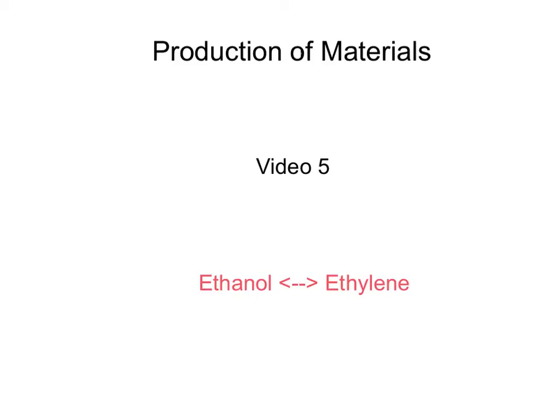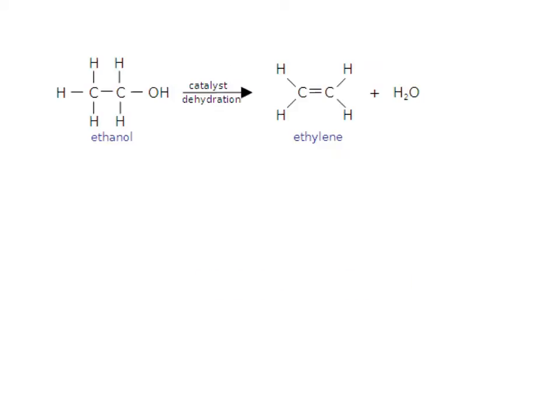Hi, this is your 5th video for production of materials, and in this video we'll be looking at ethanol and how we can turn it into ethylene and back again. So let's begin by looking at ethanol and how we can dehydrate that into ethylene.